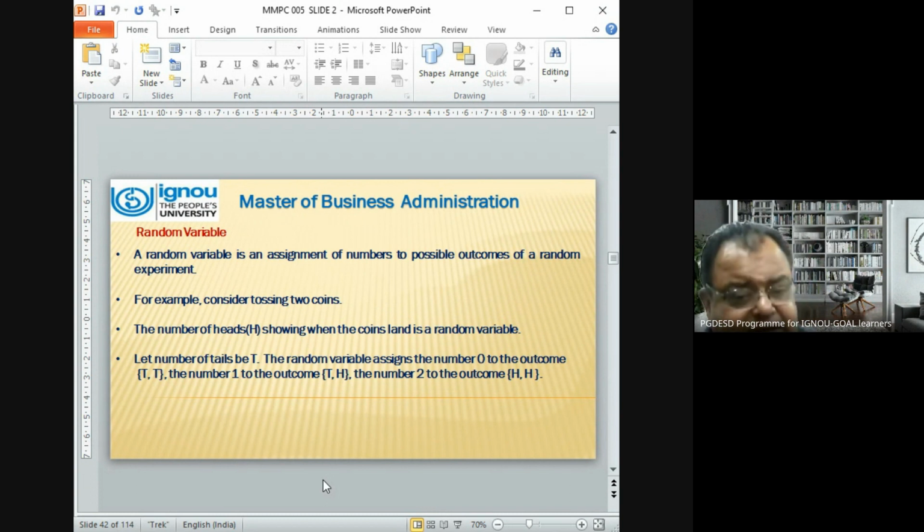Now the question arises, how 4? First one, TT, tail on both. Second one, tail on first and head on second. Third one is head on first, tail on second. And fourth, both heads. Nothing more than this is possible. This is the sample space.